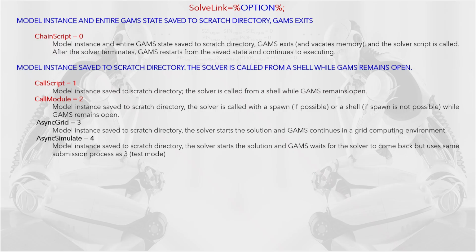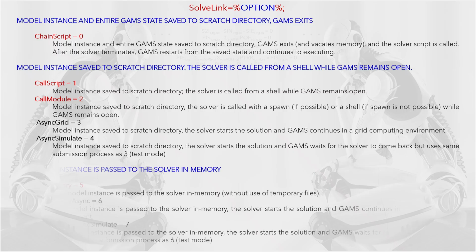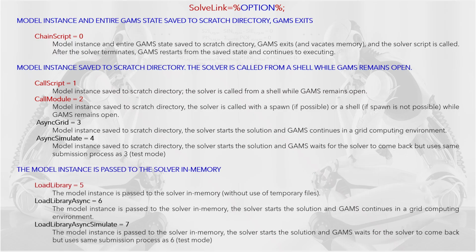Async simulate equals 4. Model instance saved to scratch directory. The solver starts the solution and GAMS waits for the solver to come back but uses same submission process as 3, test mode. Group 3. The model instance is passed to the solver in memory. Load library equals 5. The model instance is passed to the solver in memory, without use of temporary files.